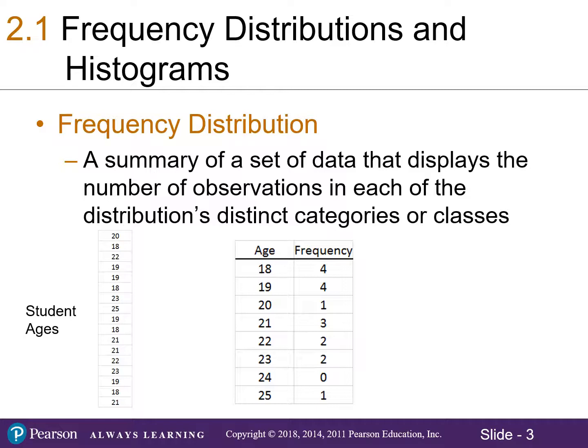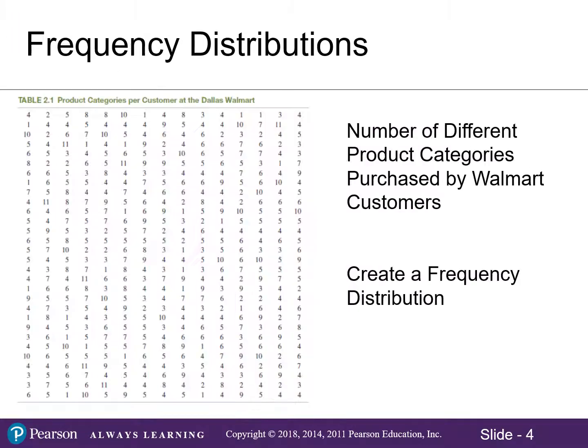When you have more options, so more than 7 possibilities, you're going to want to form distinct classes, and we'll see some examples of this as we move forward. Alrighty, so here's a rather large set of data. This table is taken from your book. It's the Dallas Walmart data, and you can access that in your student data if you want to, or if you want to look at the textbook.